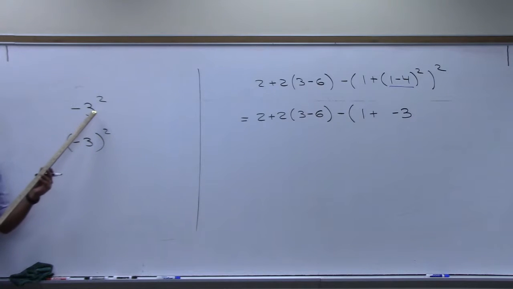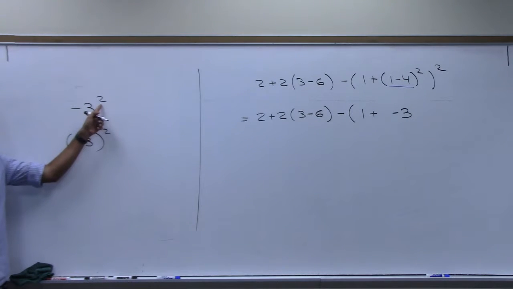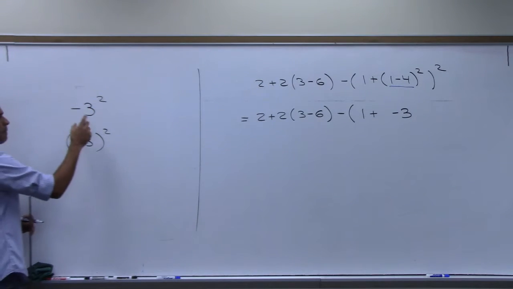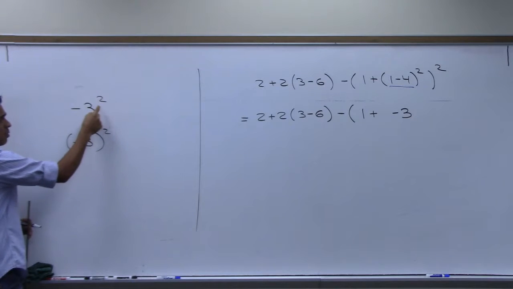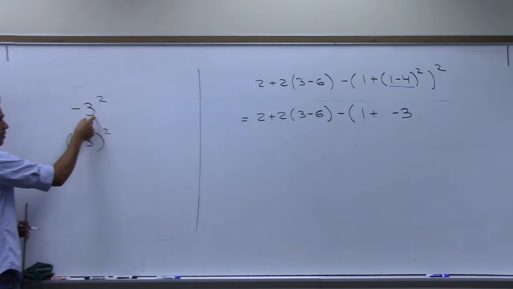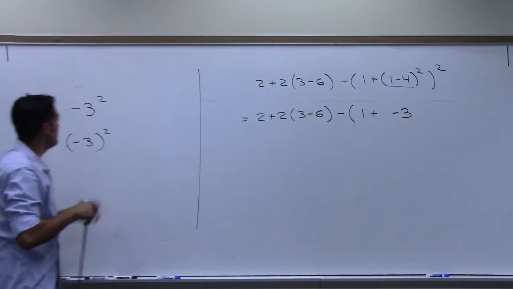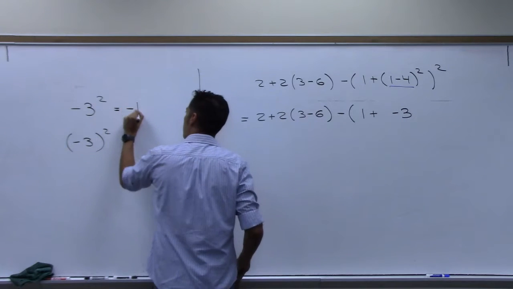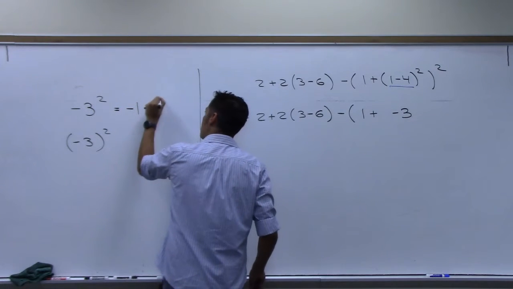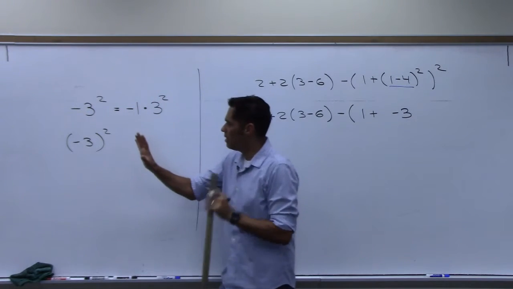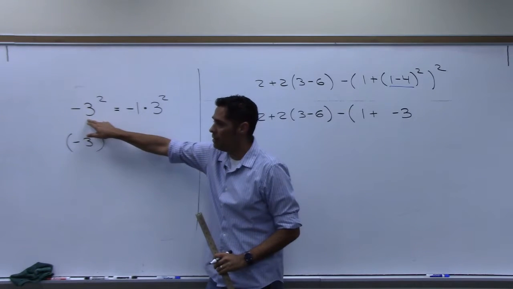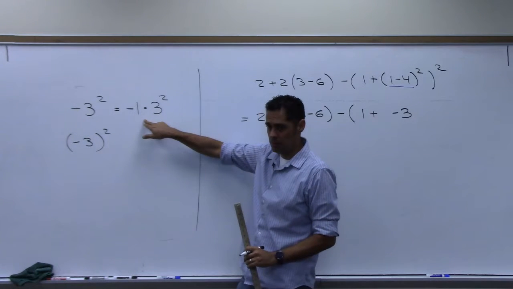When we put this squared right here, what we mean is to square whatever we call the base. Only square the base of this exponent. So the base of this exponent is this 3 right here. The negative out here is actually a -1 being multiplied by the 3 that's being squared. So what I'm telling you is that this notation right here means this.